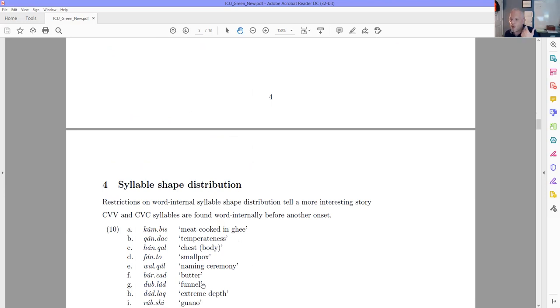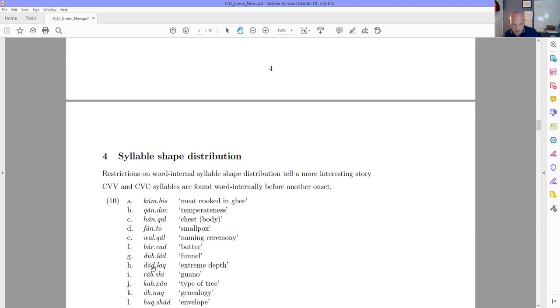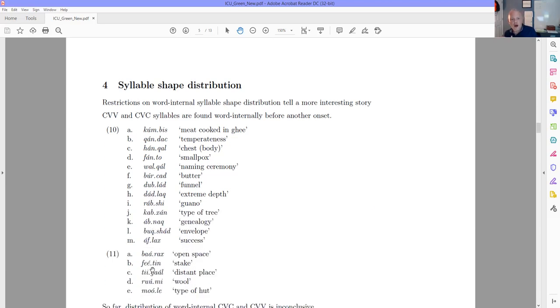But what's going to be more important is the status of that final consonant and coda consonants in general. And in order to think more about that, we're going to have to look at syllable shape distribution elsewhere in words. So we'll turn to that next. These restrictions on word internal syllable shape distribution actually do tell a much more interesting story.